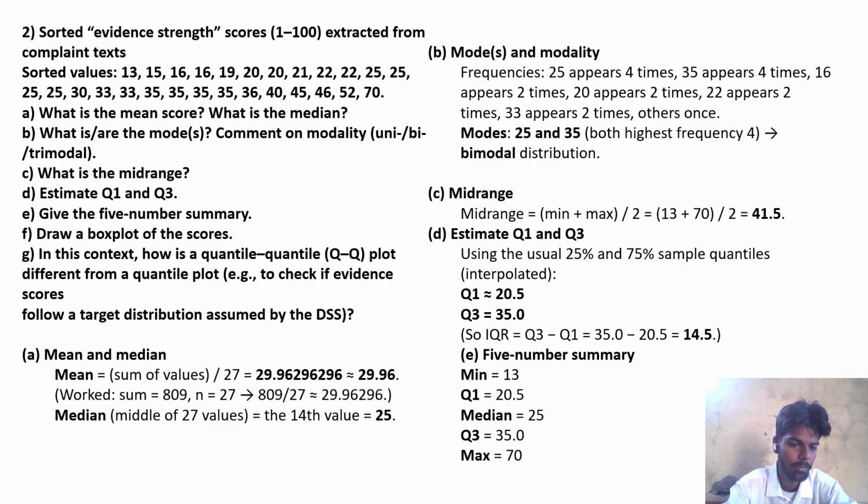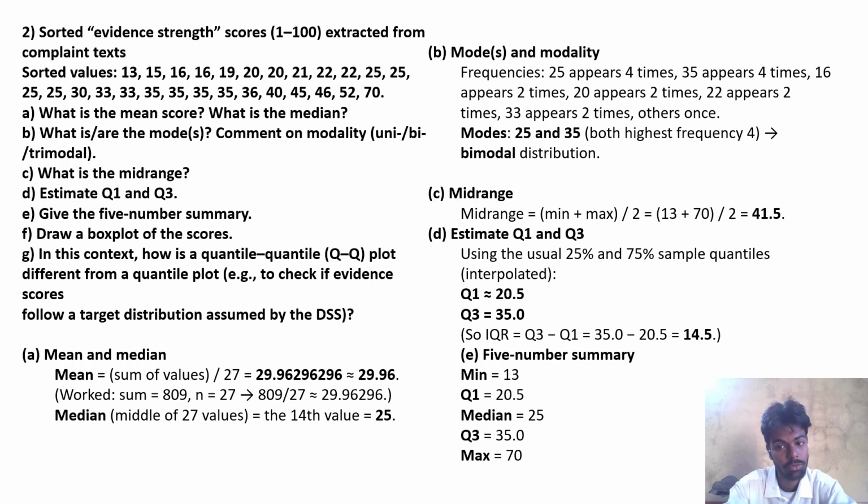We start with question number one, find the mean and median. We find the mean by the sum of values divided by the number of values. We get the value of 29.96 and we calculate the median as the average of the middle values, the 27th and 28th value, which is 25. Now we calculate the mode or modality.